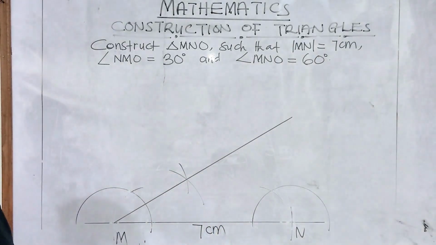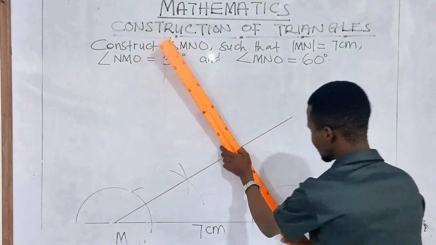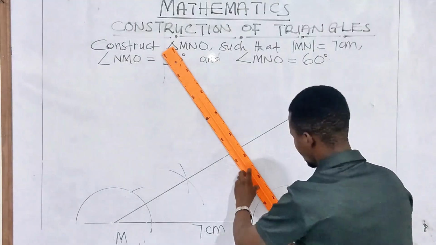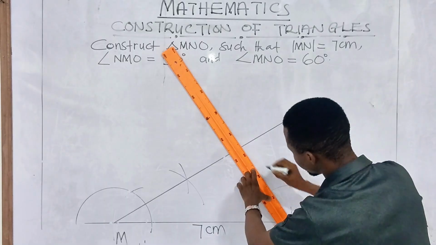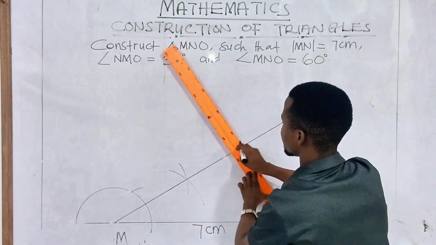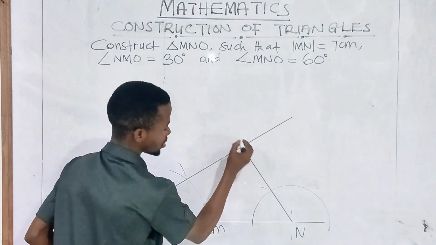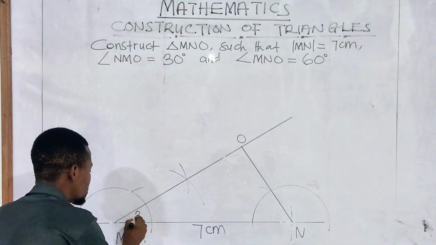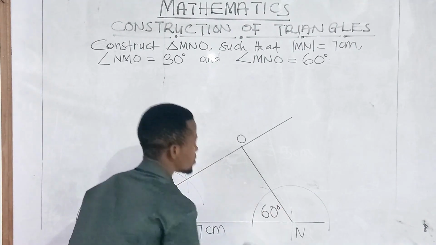So now I'll just draw the third side of my triangle. So I'll stand here, M, to construct a line to pass through where the arc crosses the semicircle. So it will be like this. So the vertex at the top will be O. This angle is 30 degrees and this angle is 60 degrees.